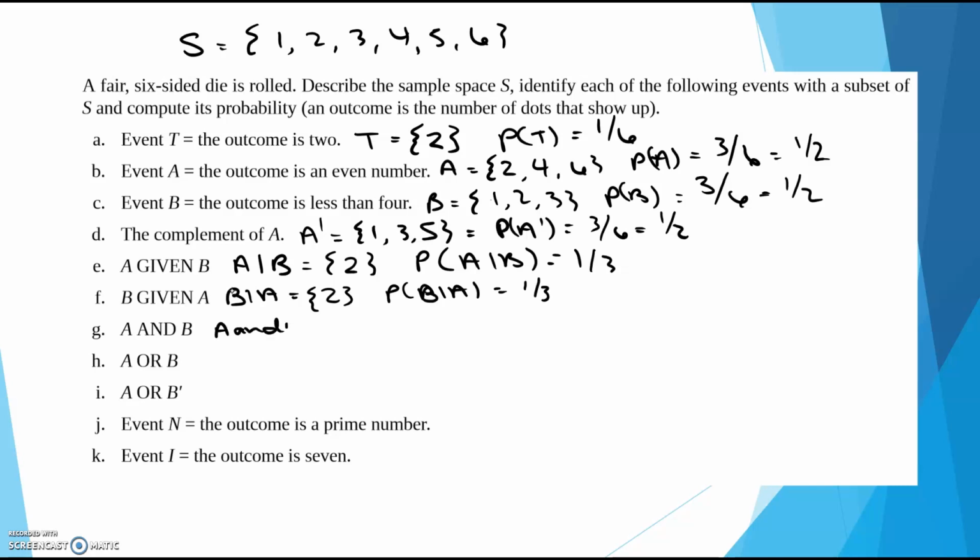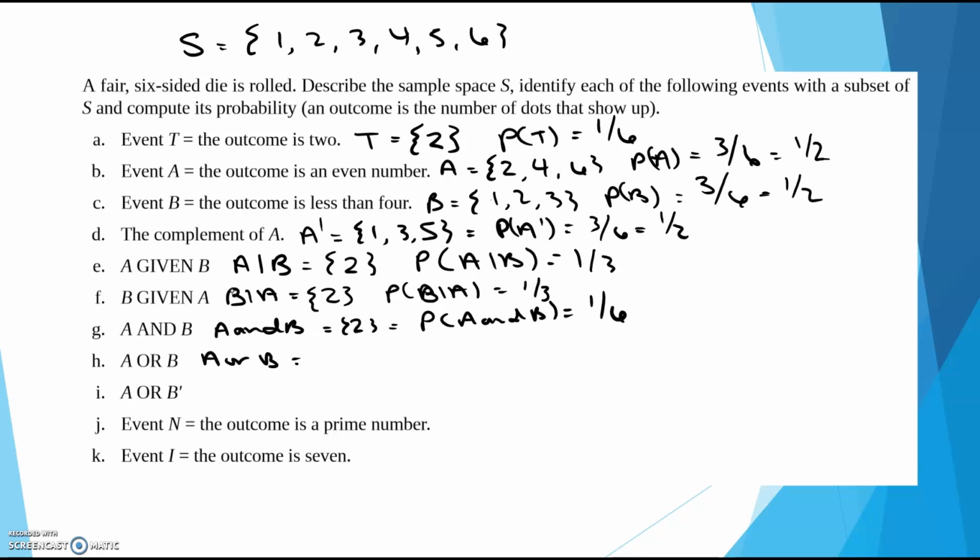Okay, A and B. So I'm going to take set A, which is 2, 4, 6, and set B, which is 1, 2, 3. And I'm going to find what is common since it's an AND probability. So between 2, 4, and 6 and 1, 2, and 3, the only number that is the same is a 2. So the probability of A and B would just be 1 out of 6. Notice that this is not a conditional probability anymore. So the number on bottom will be consistent with how many outcomes are within the sample space.